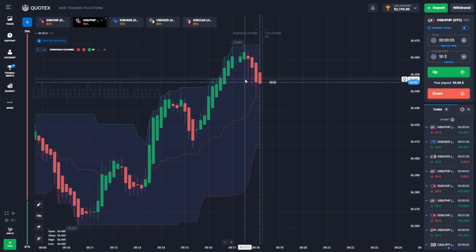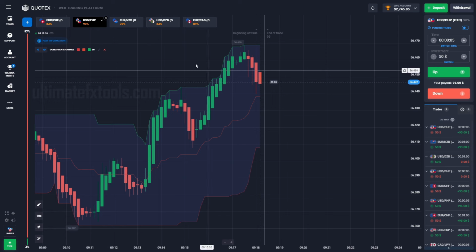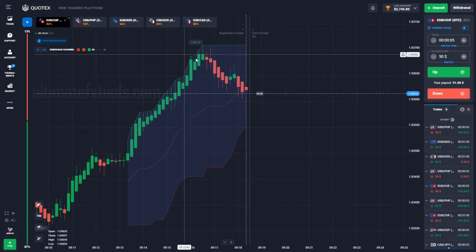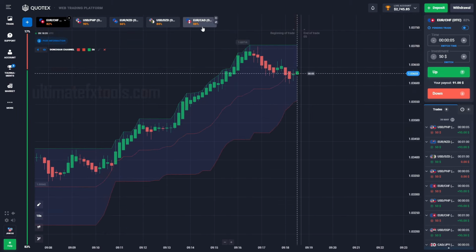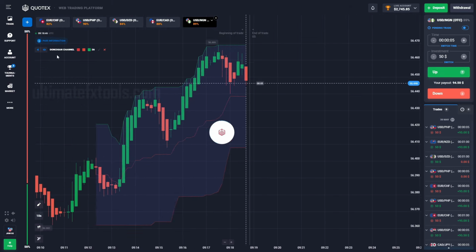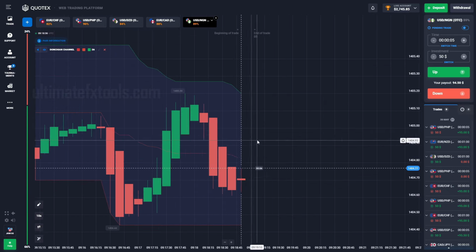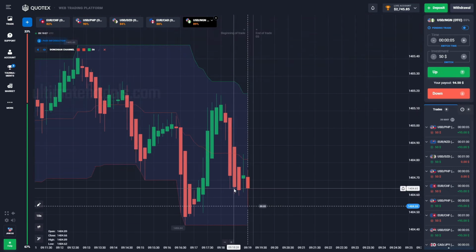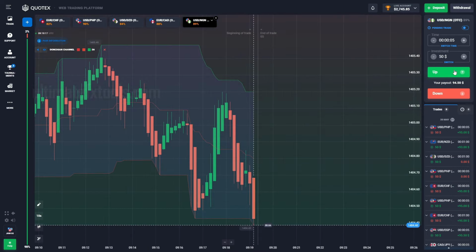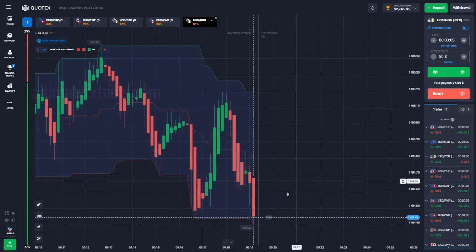Let's trade with another currency and find a good trading spot. Take a look at this chart. It creates a long candle here going lower. It is not just an ordinary candle, but it represents a very strong downtrend.